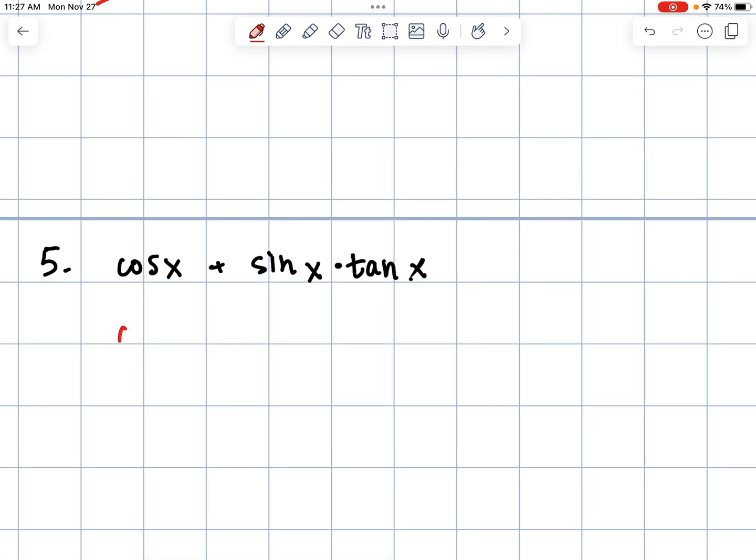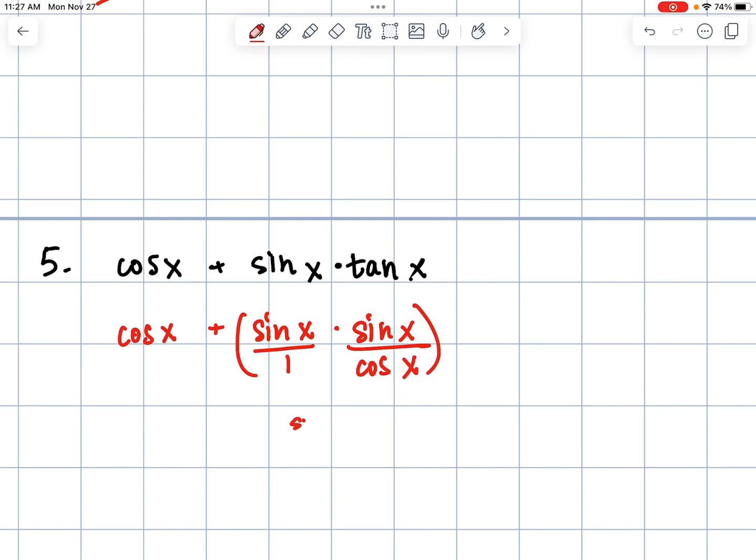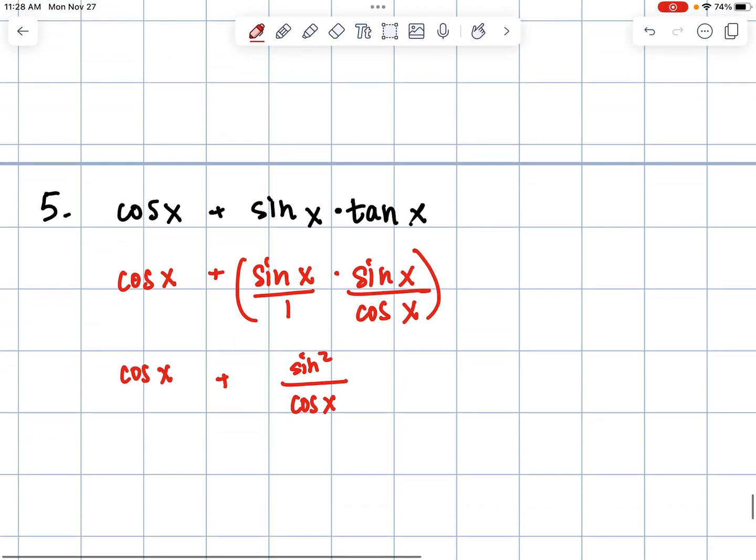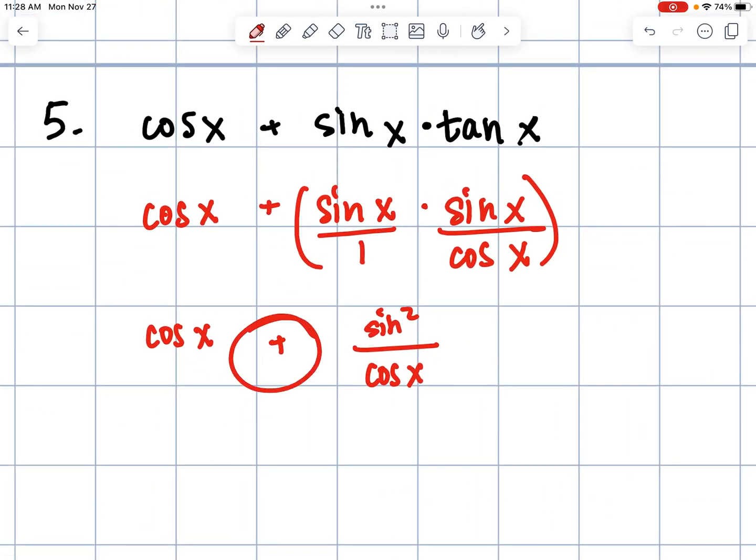So, number 5. Let's break this down. Cosine will stay the same, plus sine will stay the same, but we know tangent is sine over cosine. And this is where it's going to get tricky, because technically, this is over 1. You can multiply all of this. Sine times sine, sine squared. 1 times cosine, cosine. And this is the hard part. Most people will get stuck here, because how do you add this?